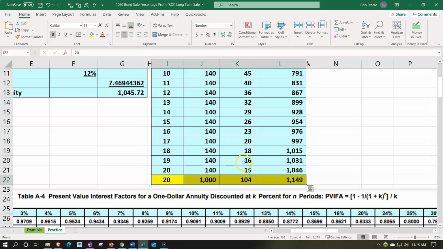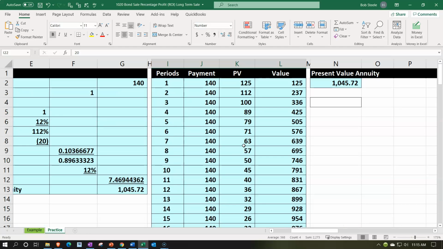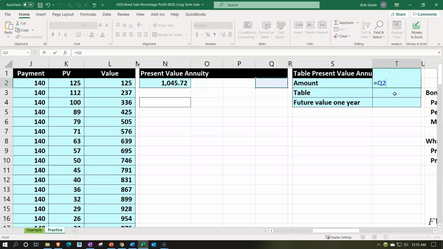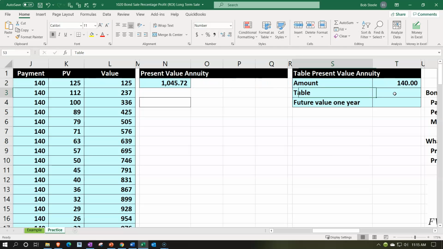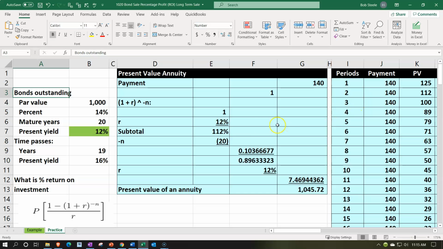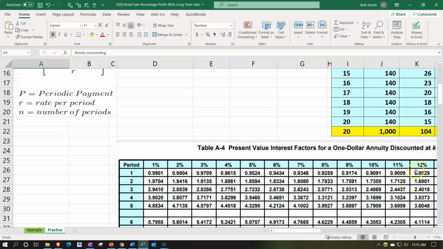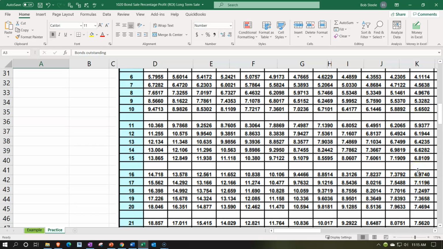But on the purchase price, we will then calculate it again, however, in a different format. So let's continue on with this. Before we get there, we're going to calculate this again using the tables. So let's do it with the tables this time. Tables, payment 140. Picking up the amount from the table, 12% and 20 periods, 12 and 20. There's the 12 and here's the 20.